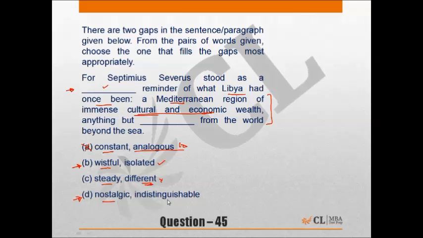Similarly, indistinguishable also does not make sense to me. Because all I am saying is the Mediterranean region of immense cultural and economic wealth, and this is talking about Libya. Libya, Mediterranean region of immense cultural and economic wealth, anything but different. That means everything on the other side of the Mediterranean is also of immense economic and cultural wealth. May or may not be correct. Okay, isolated seems to be the best option. So my answer would be choice B.